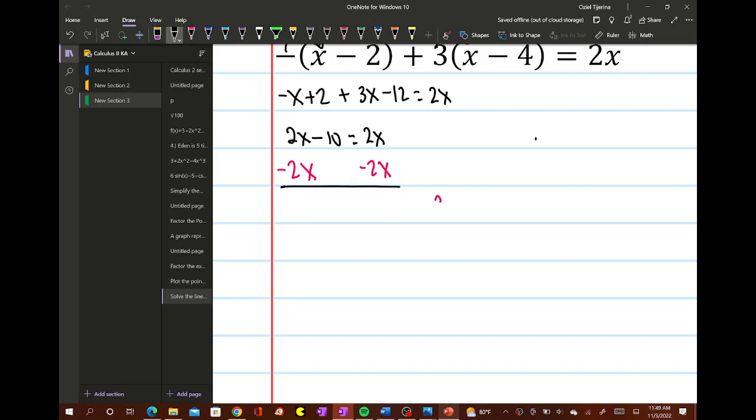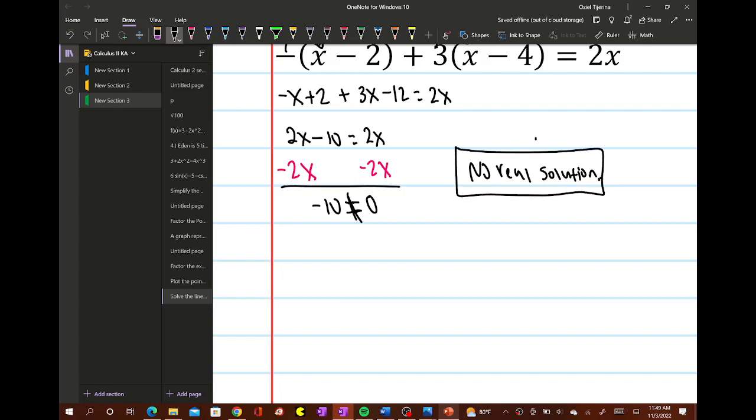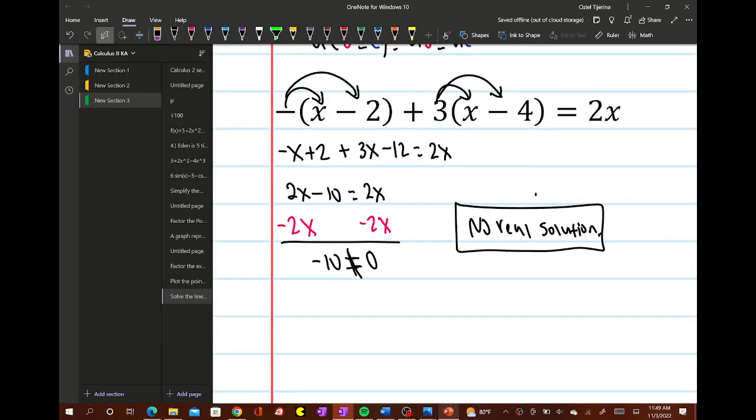We're going to get that negative 10 is equal to 0. Now, this is a false statement, so meaning that the equation has no real solution, okay? You will encounter how that looks on a graph when it has no real solutions. I will go over that in another video, but in terms of the equation, when you get a number that is not equal to another number, that means that it has no real solution. So this is a perfect example of when a linear function has no real solution, right?